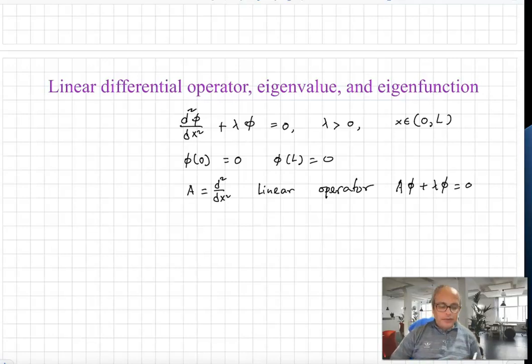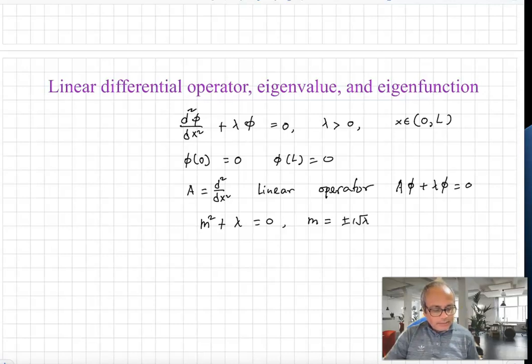To solve this equation, we can look at the characteristic equation first. It is a second order differential equation. That's its characteristic equation, which means m is plus or minus square root of lambda times i. Lambda is positive, so when you take it to the right hand side, it becomes an imaginary number, and the solution will be sines and cosines.